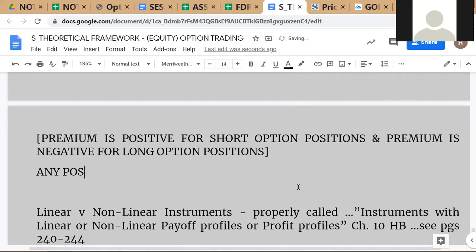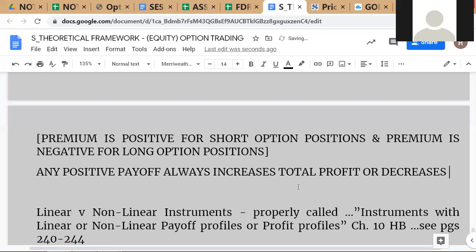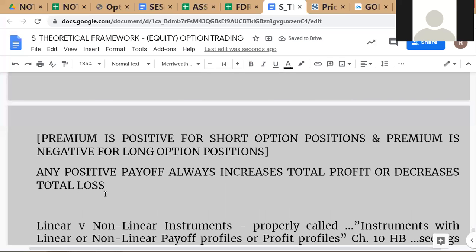Any positive payoff always increases total profit or decreases total loss. Okay, you understand what is being said here? Actually, I could just define profit in a different way to include reduction of loss, and then I wouldn't even have to write this, but I want to keep it simple. The language should be in the way that lay people talk. So we're saying any positive payoff will always increase the total profit or decrease the total loss. That's your goal.